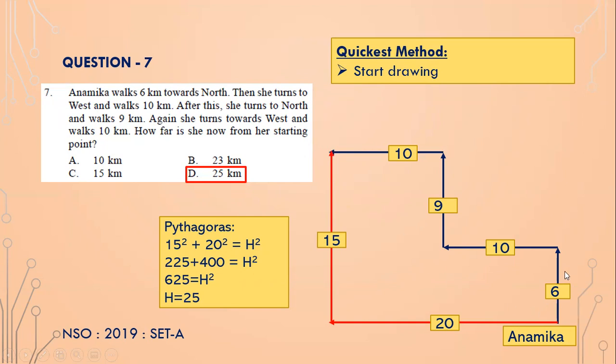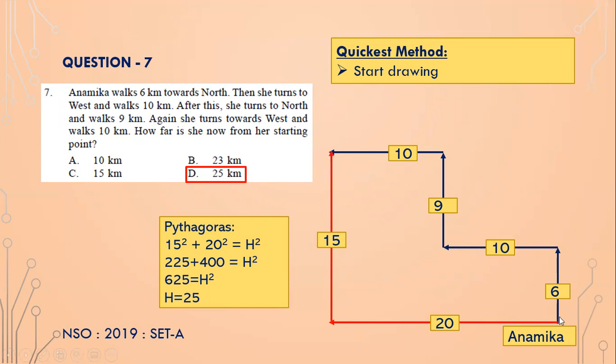So how much has she walked horizontally? 10 plus 10. Horizontal distance is 20. Sorry, 10 plus 10 is 20. What is the vertical distance? 9 plus 6 is 15. Vertical distance is 15. So what is the distance between this point and this point?